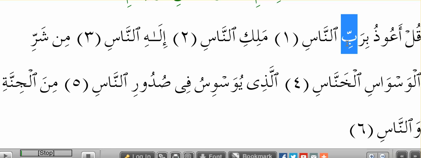Why is there a kasra on the kaf in Malikin Nas? That's a hard one, but not so hard. Because it's badal, because it takes the place of Rabb. Okay, why does the ha in Ilahin Nas have only one kasra? Because it's possessed.